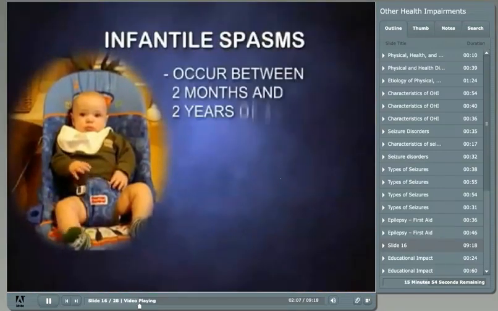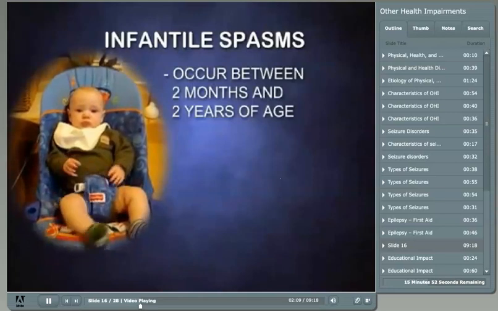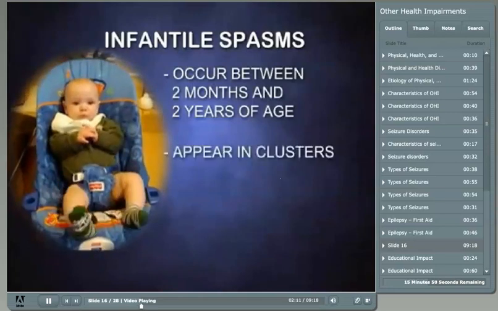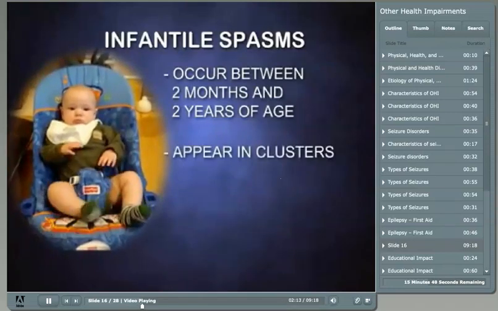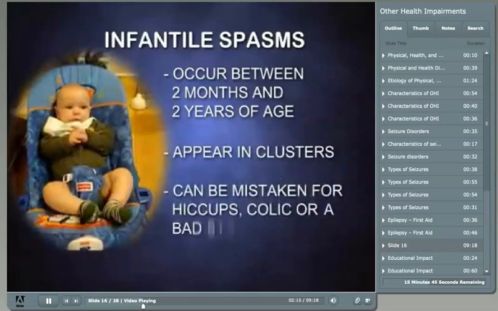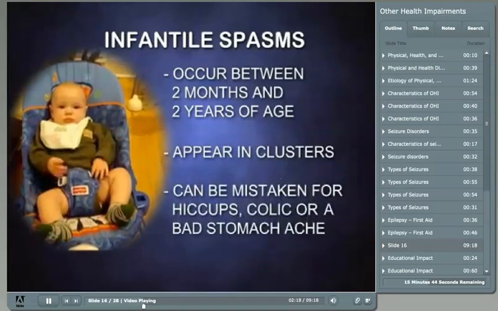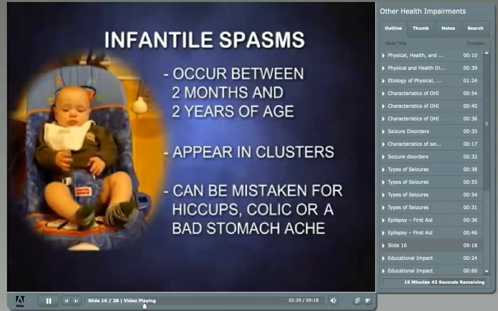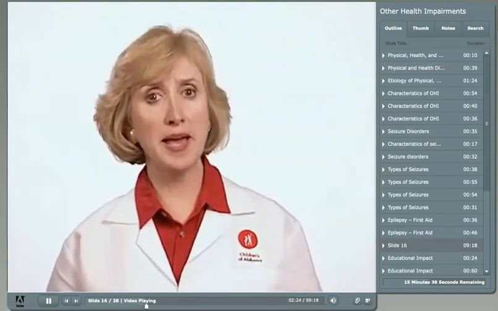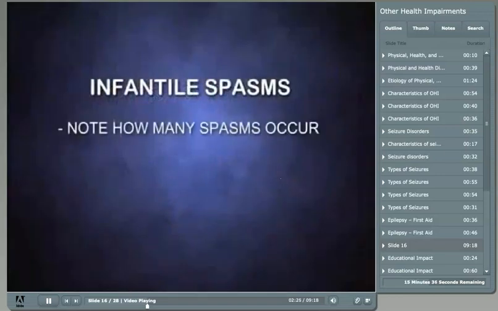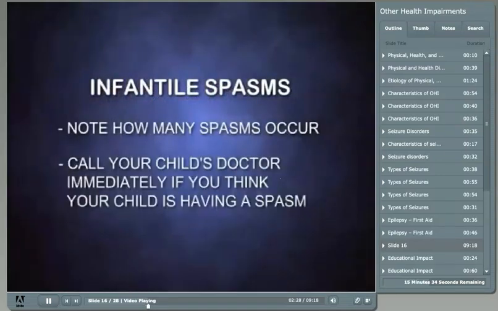Infantile spasms occur between 2 months and 2 years of age. They appear in clusters, often when waking up or falling asleep, and can be mistaken for hiccups, colic, or a bad stomach ache. Here's what to do should your child have an infantile spasm. Note how many spasms occur. Call your child's doctor immediately if you think your child is having a spasm.